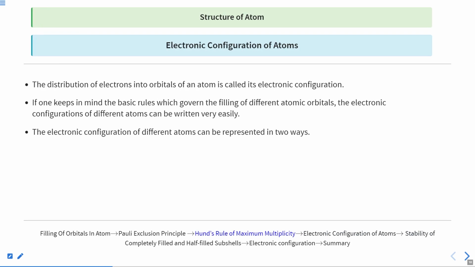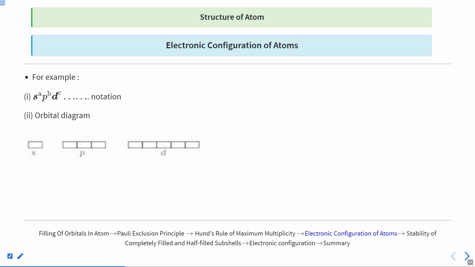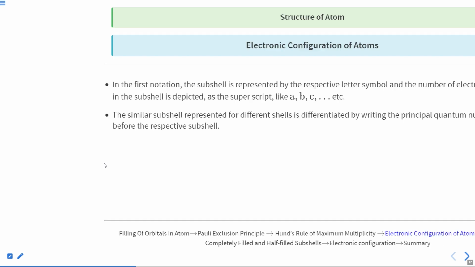Now the distribution of electrons, which we have seen just now, is called the electronic configuration, and if one knows all the rules, then you can fill it very quickly. The electronic configuration of different atoms can be represented in two ways. What are the two ways? First is the notation that we use, spdf. Second is the orbital diagram. So if you just start filling the electrons in the orbital diagram, how will it be filled? 1 here, then 2 here, then 3 here, and then the pairing will take place.